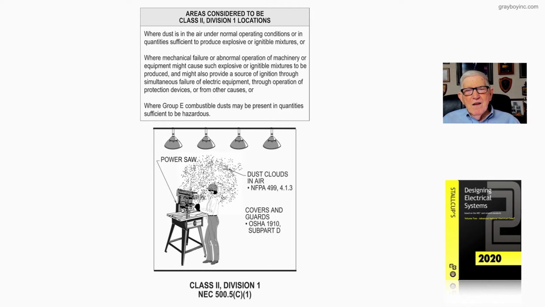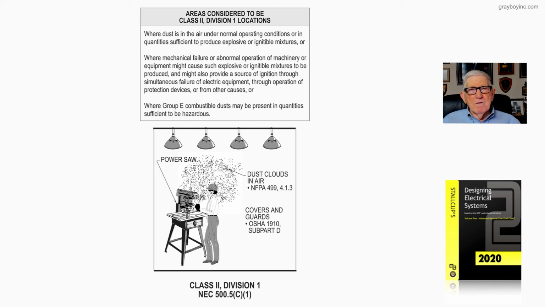Then this cloud that you see here, in accordance with NFPA 499, 4.1.3 would not be a problem. And then you'd have to consider the dust, and what kind of pressure of the equipment could cause it to rise up and get on the equipment. But again, remember, NFPA 499 is dust clouds and layers gathering on equipment.